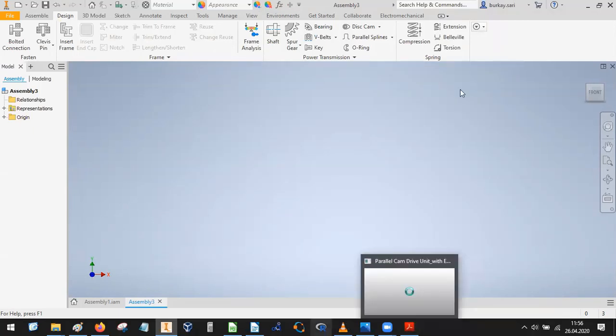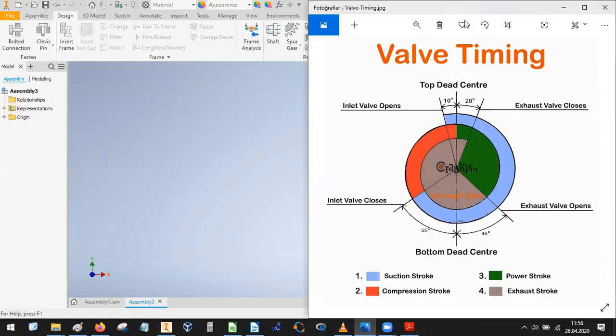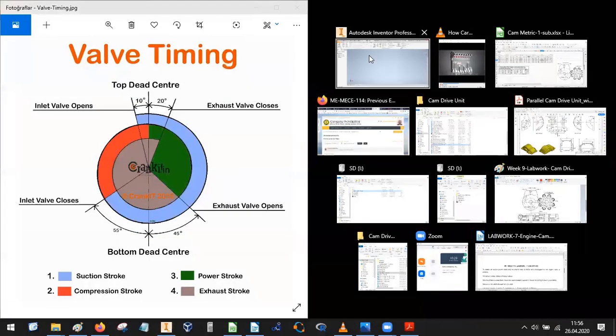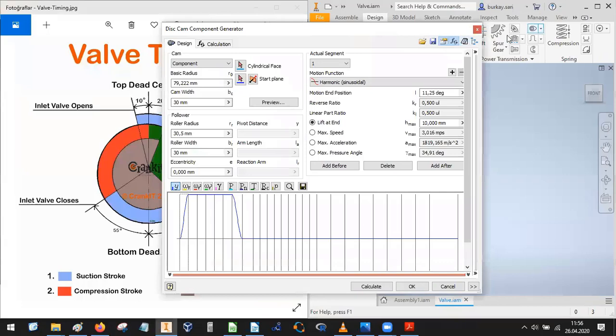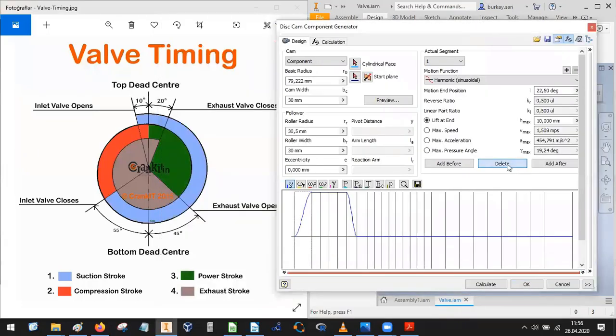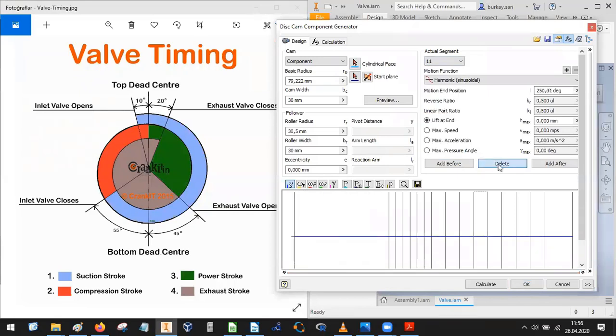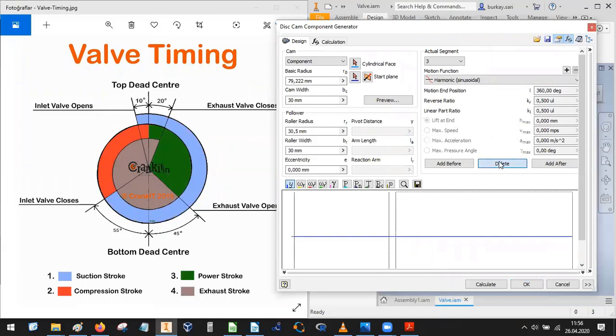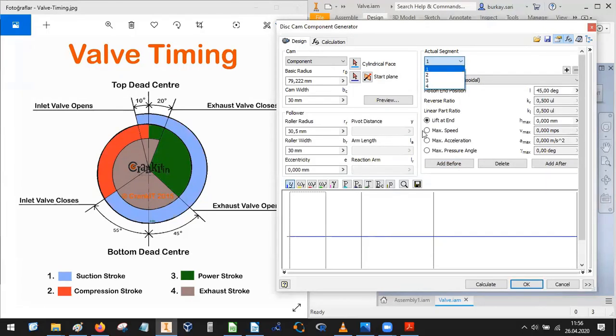We use this timing in our example. I have deleted all the segments from the first example. Then I will remain with 4 different timings. I will create 4 segments. I will divide 4 different cycles, and I will adjust those cycles.